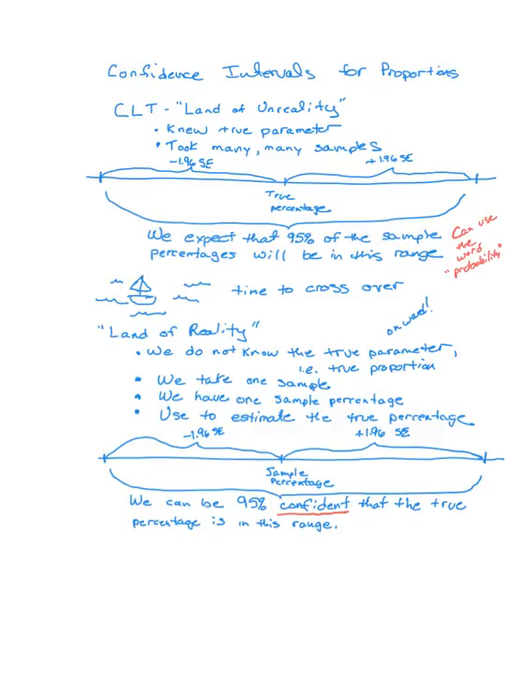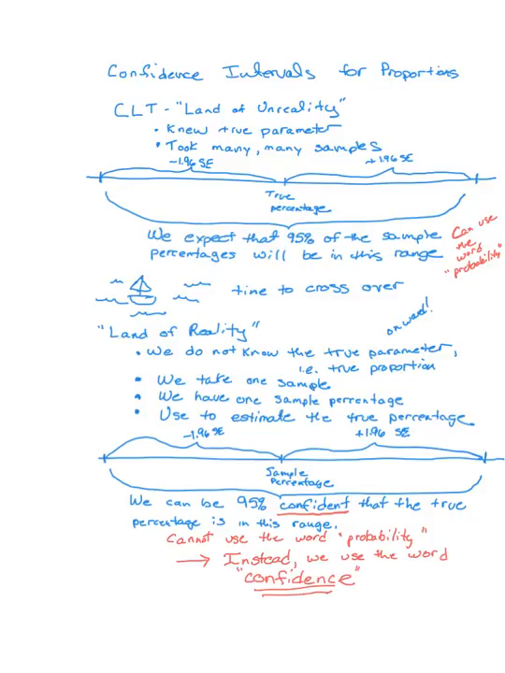So back when we were talking about the central limit theorem, we can use the word probability, okay? In other words, we could say that 95% of the sample percentages will be in this range. Now, in the land of reality, we cannot use the word probability. So instead, we use the word confidence, and we're going to talk more about why that is on a future slide.